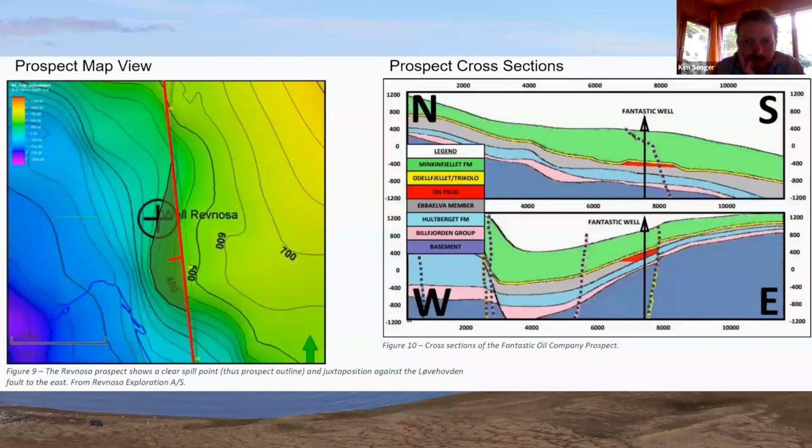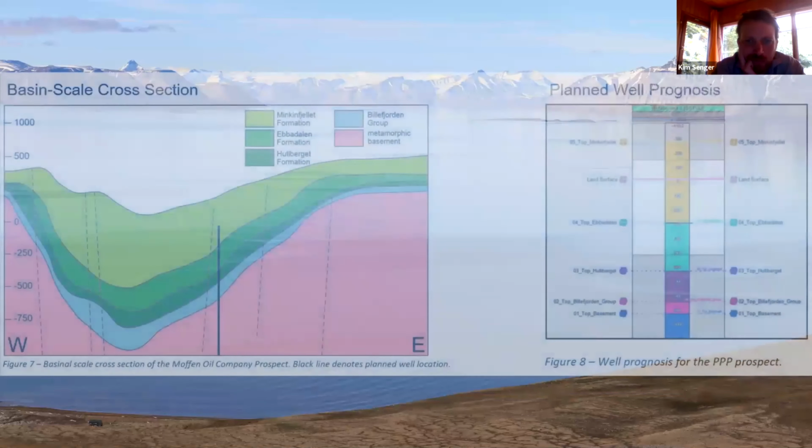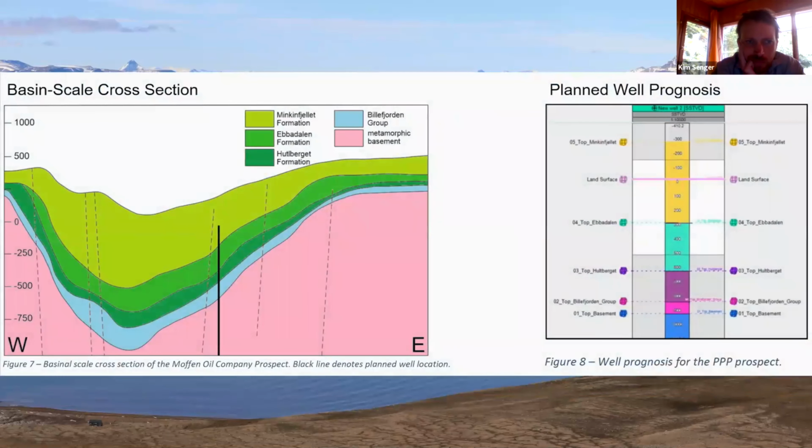On the right are a north-south and east-west cross-section of a prospect from a different group. Here on the left we can see another cross-section, but this one's on a more regional scale, and on the right the group have made a virtual well to estimate what depths they would expect to encounter each formation.